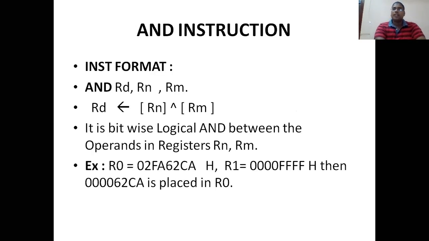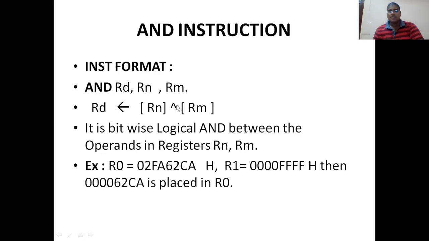Just like the previous operations, if you observe carefully, we have three operands: RD, RN, RM. Here the AND operation is performed between the contents of the registers RN and RM, and whatever answer is obtained is stored in the register RD. That is what is represented in pictorial form.